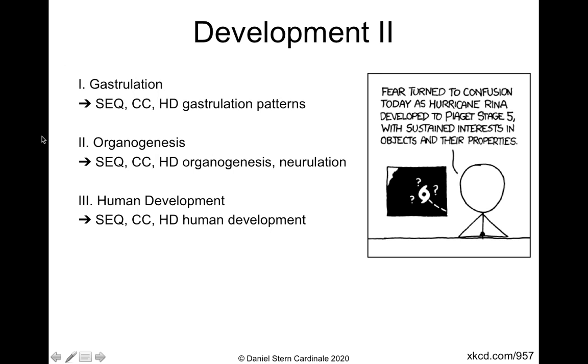Our 3 sections today are going to be gastrulation, where we're going to sequence, compare and contrast, and hypothesize and diagnose different patterns of gastrulation. Then we'll get into organogenesis, sequence, compare and contrast, and hypothesize and diagnose the processes of organogenesis, and specifically neurulation. And the last thing we'll talk about today is human development.